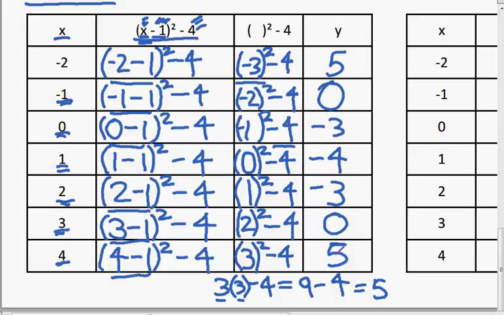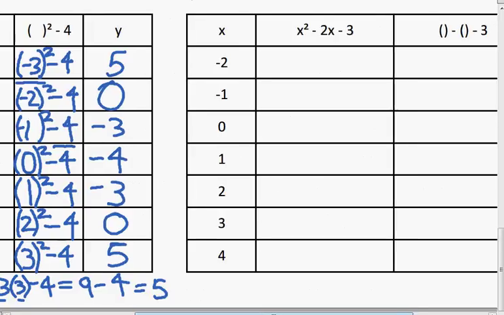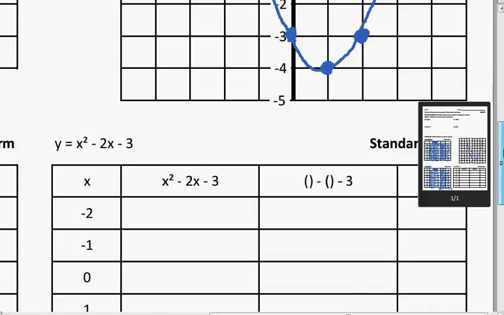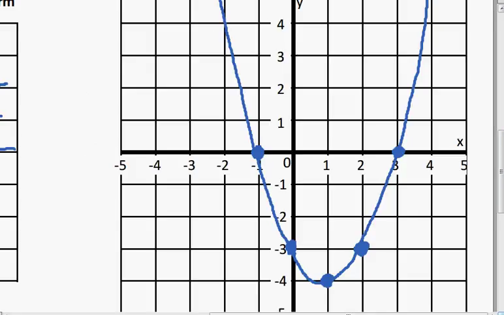Graph these on the graph, just the way I showed you with the factored form. So put those numbers on this graph. You will see something very interesting.